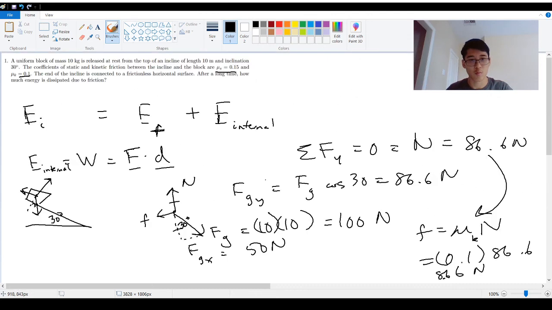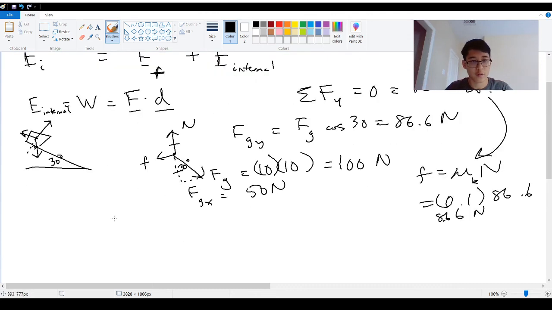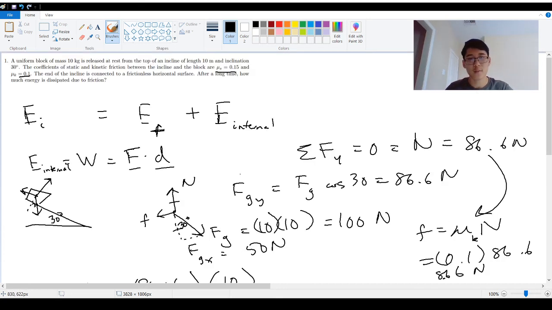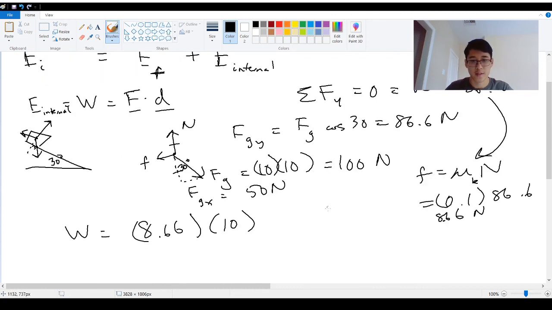Now remember, we're trying to look for the work done by the frictional force, and we know the force of friction, so work is equal to 8.66 times 10, where 10 is the length of the incline. That gives us the final answer, which is 86.6 joules of work being done by the force of friction. So that gives us answer choice B, which, rounded to the nearest integer, is 87 joules.